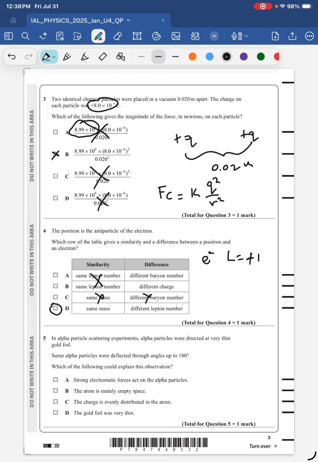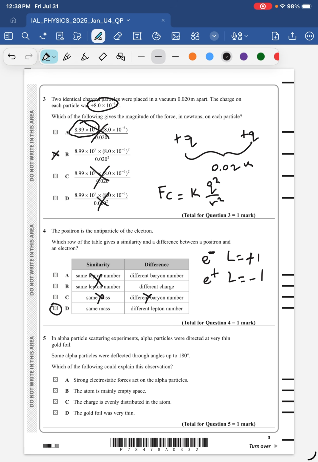Don't get confused. Okay, and the positron has a lepton number of -1. I mean, don't get confused, because you might assume negative charge means negative lepton number. No, positive lepton number for the electron.